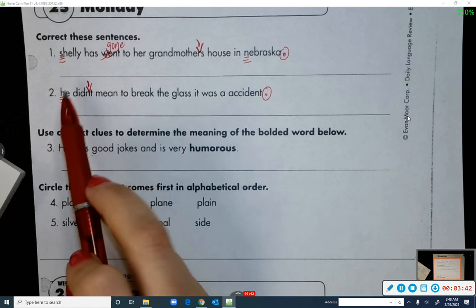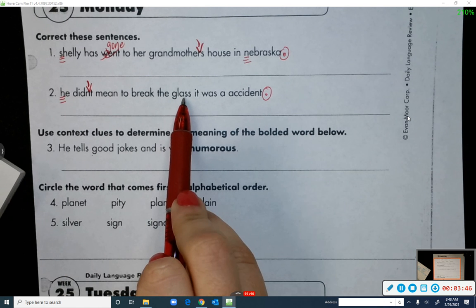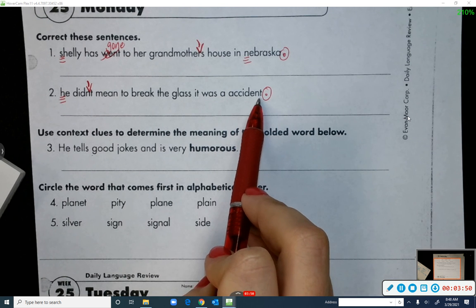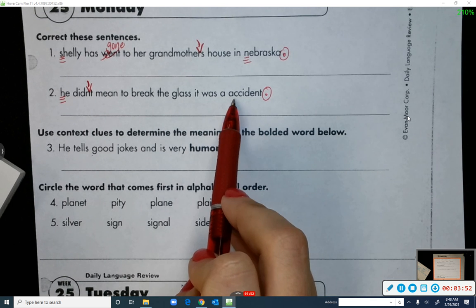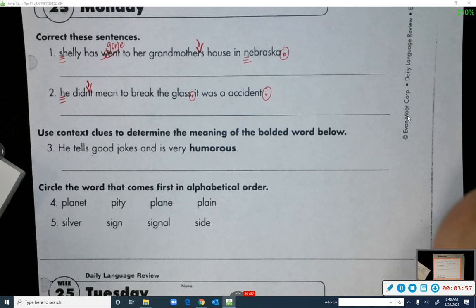Good. This is 2 complete thoughts, right? He didn't mean to break the glass. That's 1 complete thought. So that's a sentence. It was a accident. So we can't combine these without putting a period or some type of punctuation to separate them. That would be a run-on sentence if we left it like that.